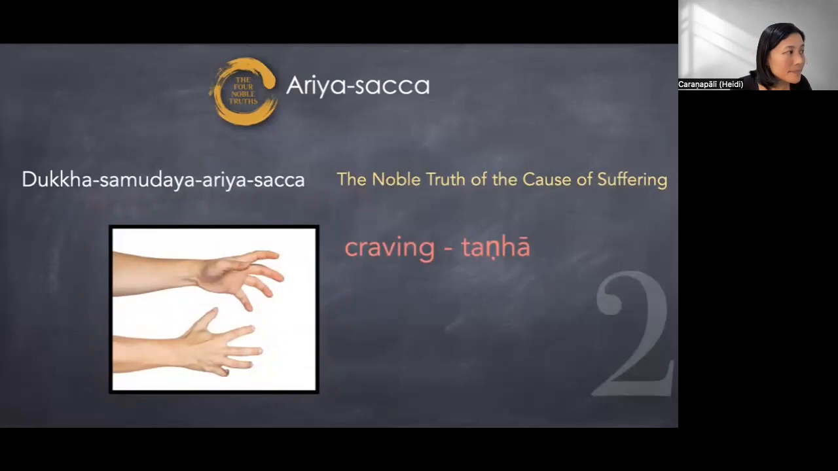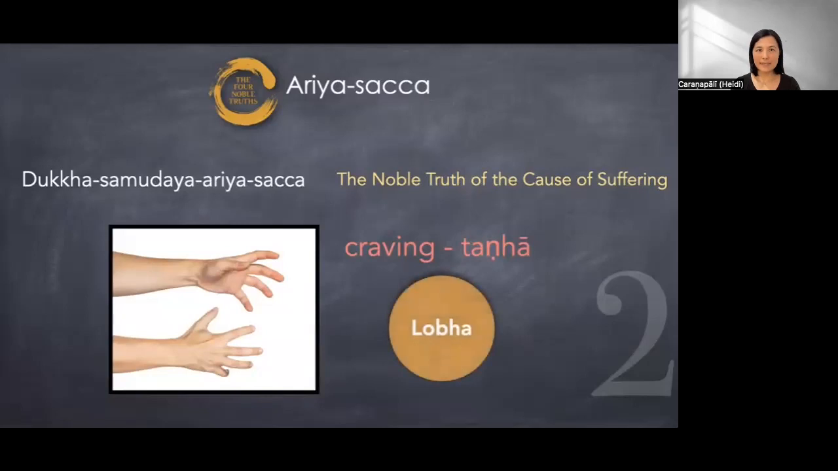It's not wrong view, because before we were talking about it, no? Okay. Yes, it will come. So let's finish this, then we will touch on that part. So it's tanha here, craving. In ultimate reality, it is the lobha cetasika here.